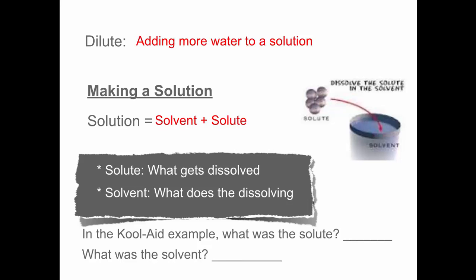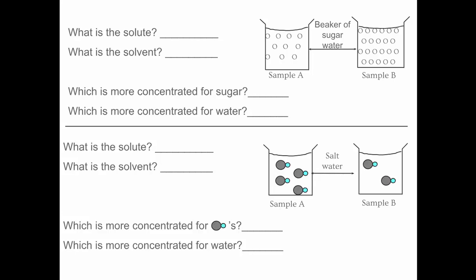So Kool-Aid, what's the solute? The powder. And the solvent? Water. Now we're going to usually think of water as being the solvent in most all these cases, but you can have other solvents. You could have alcohol as a solvent or acetone, or lots of different substances can act as a solvent. All right, let's look at this example.